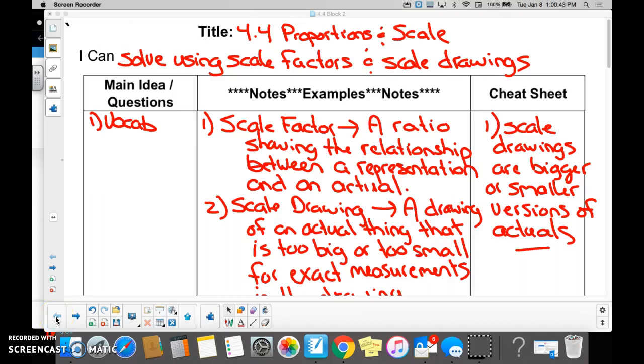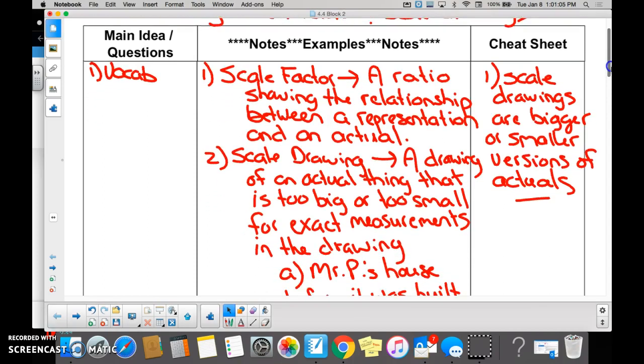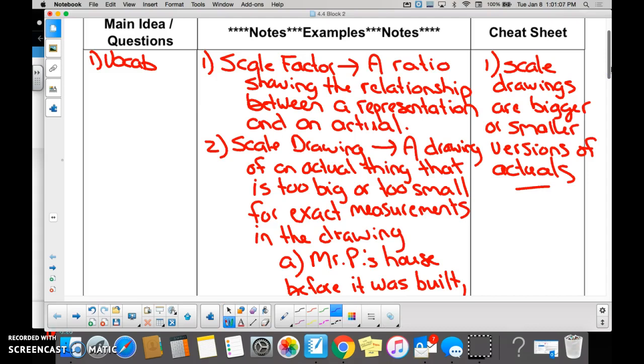4.4 coefficients and scale. I can solve using scale factors. Yes or no? Yes. So we have a scale factor, which is part of a scale drawing, and we need to use both of those to answer some questions. Yes, no? Yes. So a scale factor is a ratio that shows a relationship between a representation and an actual. And you're going to see this in a second, but scale factor is always representation over actual.